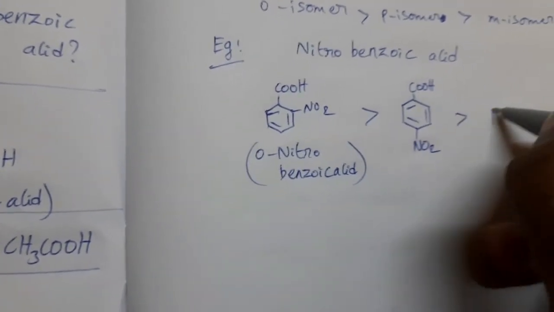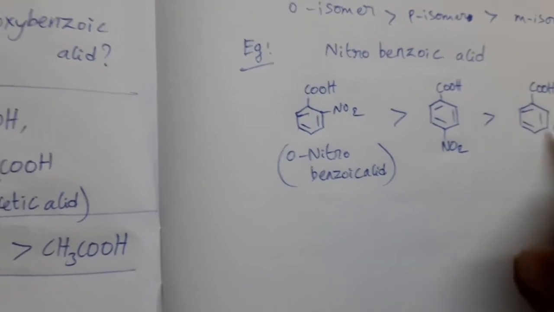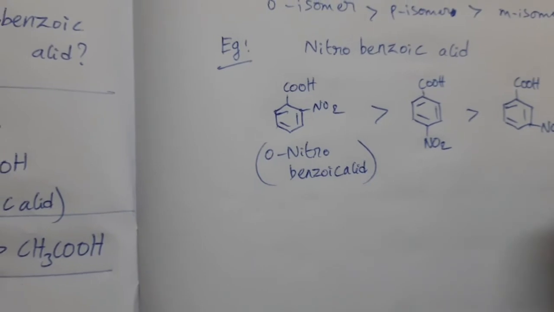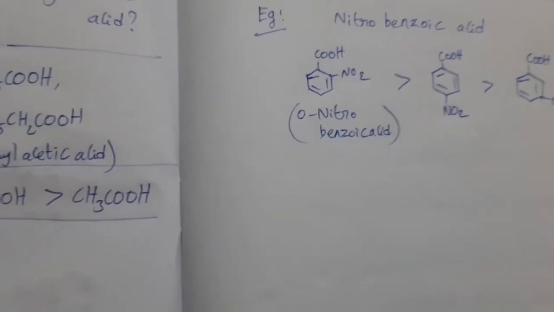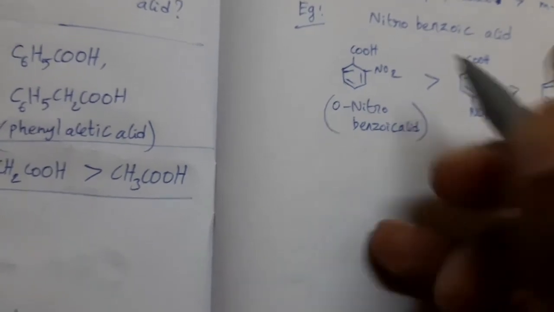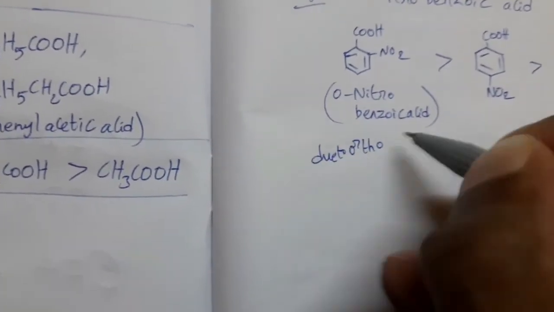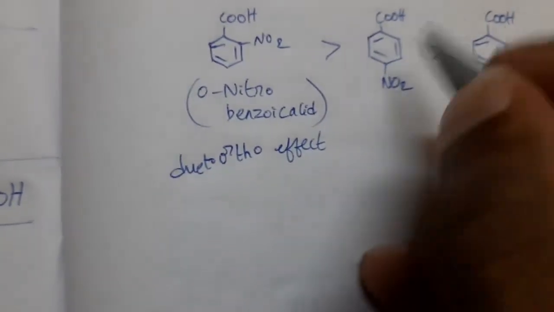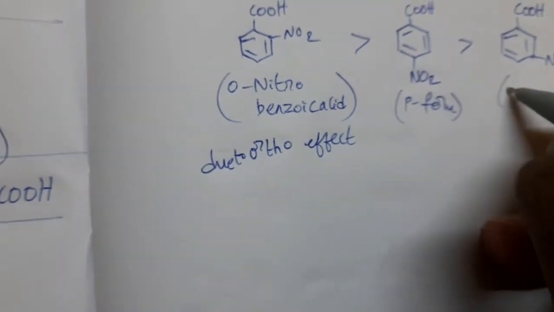Which is more acidic than meta, which is more acidic than benzoic acid. Okay, so here, due to the ortho effect, it is more acidic. Come to the para form. This is para form. This is meta form.